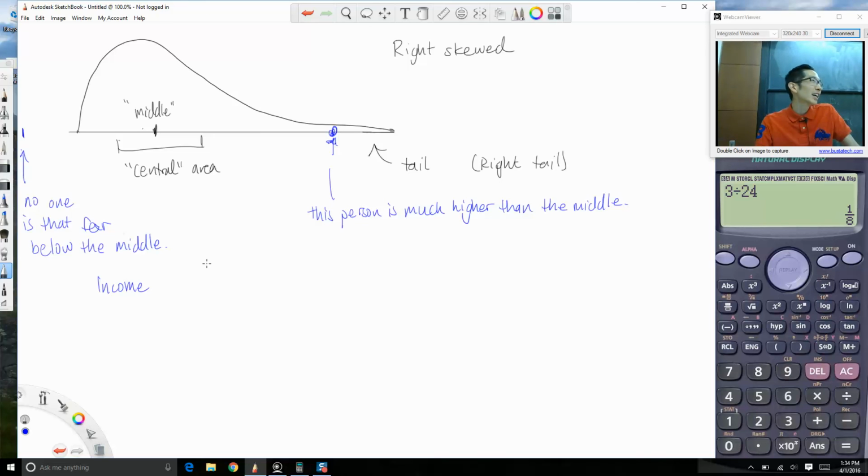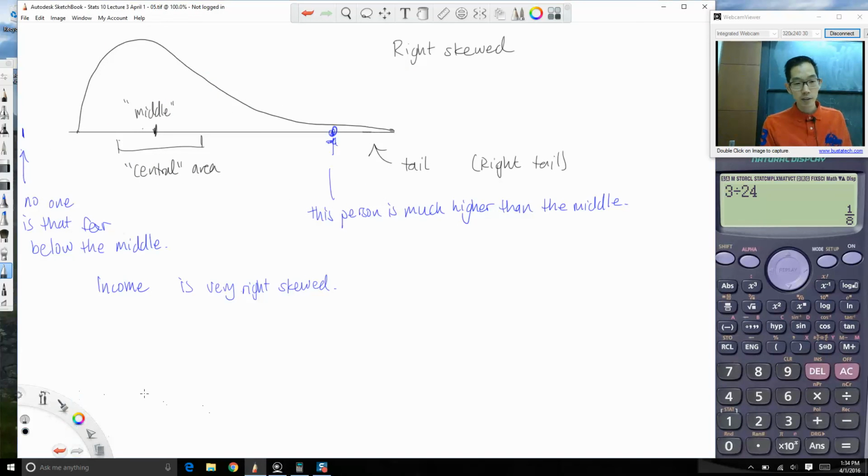So what we have, as far as income goes, is a middle over here. We have some people who are way over here, highly skewed to the right, way above the average, okay? But we have no one that far below, okay? So income is very right skewed. Okay, and so we have that.